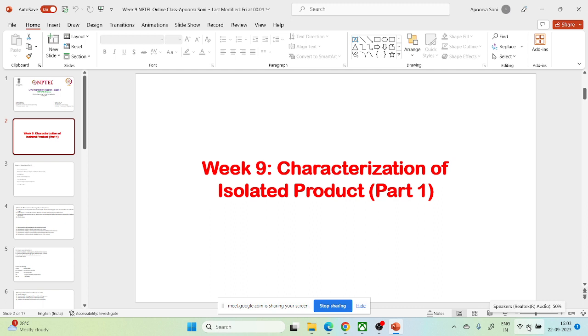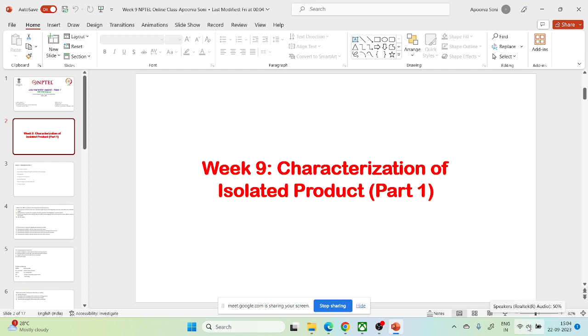So in today's class, we'll discuss the topics which were covered in week 9, that is characterization of isolated product. Earlier we have studied how we can isolate a protein and how we can purify our protein of interest from the group of proteins. Now, once we have purified our product with the help of different chromatographic techniques that we have discussed in our earlier classes, we want to characterize it.